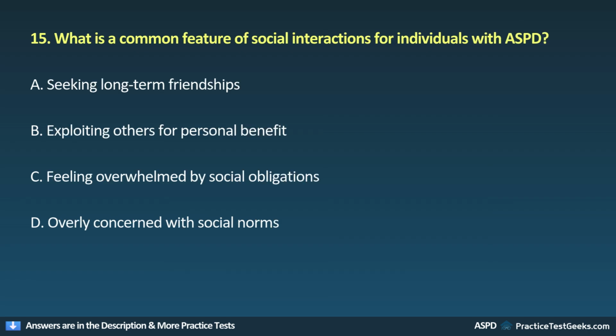15. What is a common feature of social interactions for individuals with ASPD? A. Seeking long-term friendships. B. Exploiting others for personal benefit. C. Feeling overwhelmed by social obligations. D. Overly concerned with social norms.